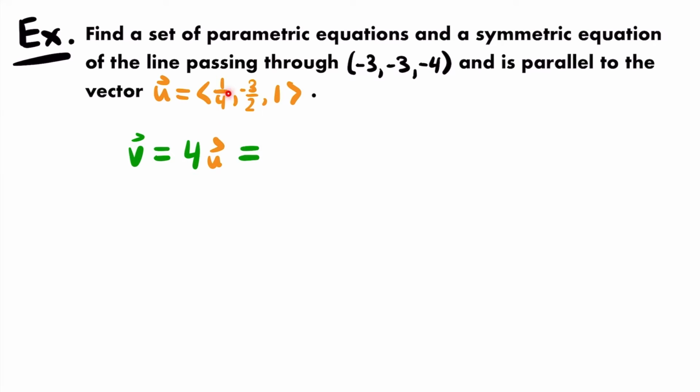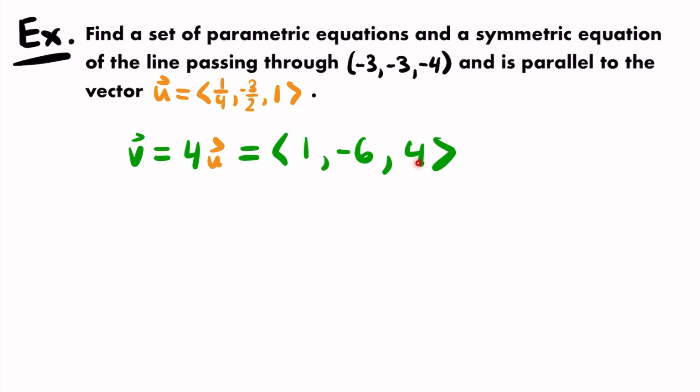We'll have 4 times 1/4, which will give us 1. Then we'll have 4 times -3/2. 4 times -3 is -12, and then -12 divided by 2 is -6. So we'll have -6, and then 4 times 1 is 4. Okay? And so this is the direction vector that I'm going to use.